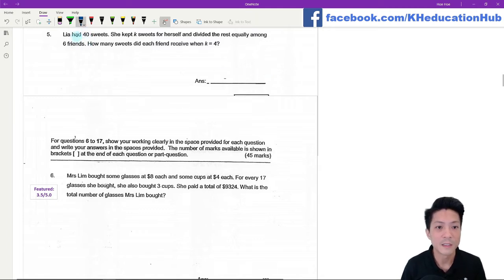Question 5. Leah had 40 sweets. She kept K sweets for herself and divided the rest equally among 6 friends. How many sweets did each friend receive when K is equal to 4? Okay, so she had 40. She kept 4 for herself, so 40 minus 4 is 36. Okay, and then she divided the rest equally amongst her friends, so 36 divided by 6 is equal to 6. Okay, each friend received 6 sweets.